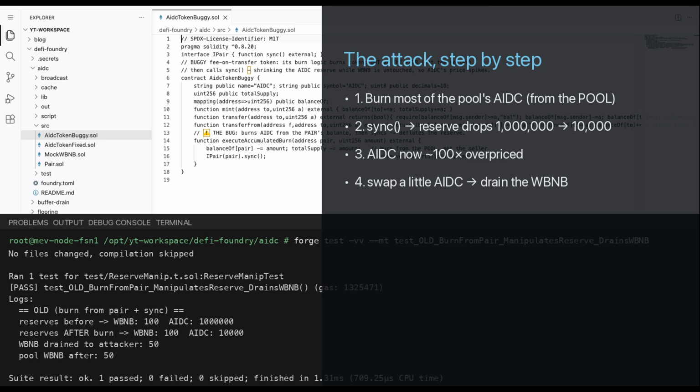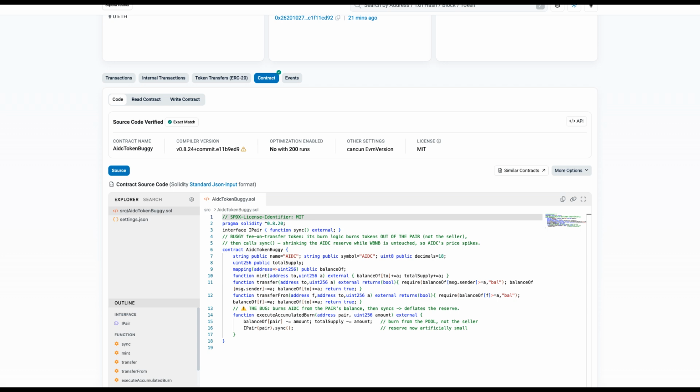Step by step: burn most of the AIDC from the pool, call sync, and the reserve crashes from 1,000,000 to 10,000. AIDC is now about 100 times overpriced. Swap a little, drain the WBNB, repeat if you like. In the real incident, this pulled about 220 WBNB out of a PancakeSwap pool. And this is live on Sepolia, not just a local test. We deployed this exact token and verified it on Etherscan, source code verified, exact match. The burn function that reaches into the pool is public for anyone to inspect.